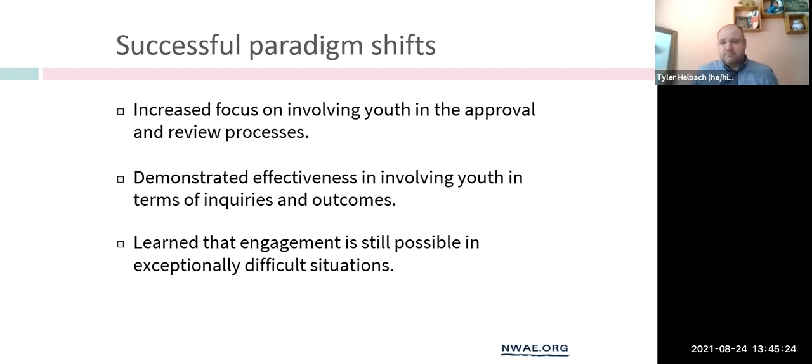We had COVID, we had wildfires going on. It was a rough 8 or 9 month period or whatever it was. But learning that engagement was still possible during those times really solidified and cemented our belief that this is the right way to move forward, which is to engage youth and empower them in this process, no matter what. Next slide.